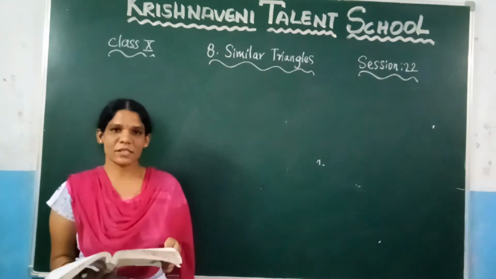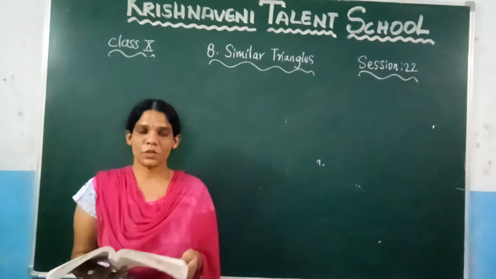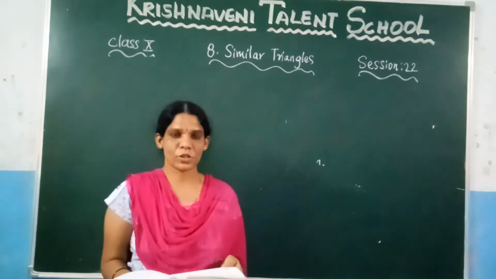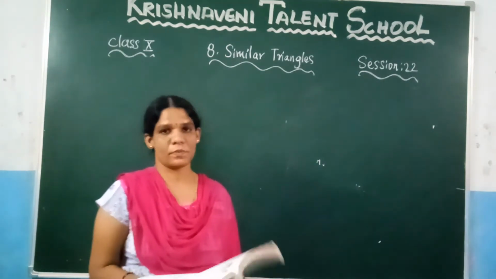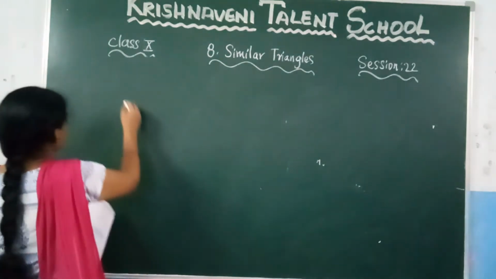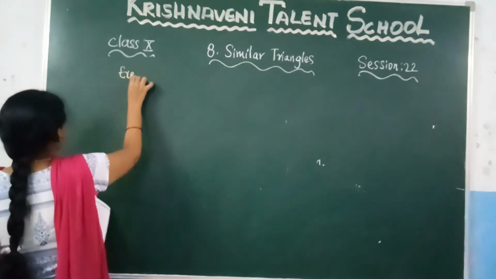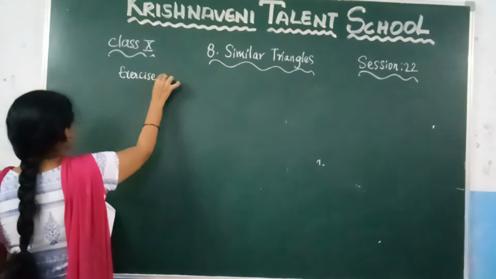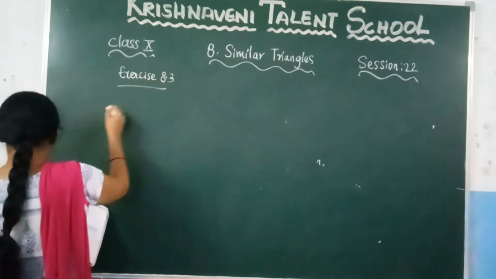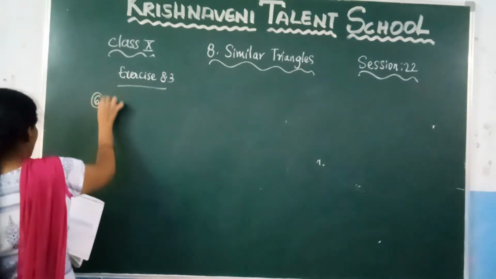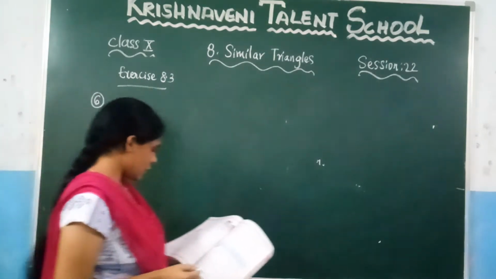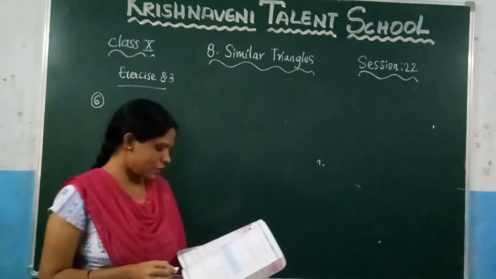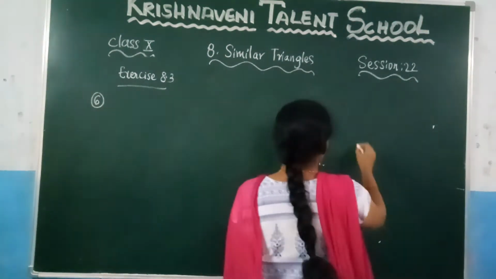So here this is a very simple problem. This one you will get as a 2 marks question. So here let us solve this problem in exercise 8.3. So what have they given here? They have given here the area of the triangles. Let us draw here two triangles.